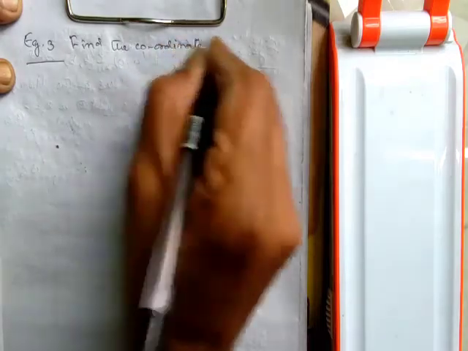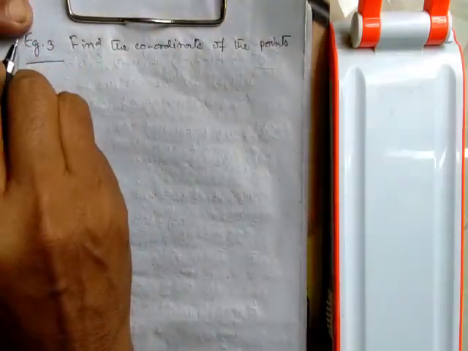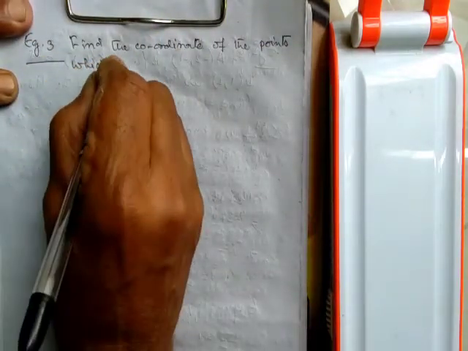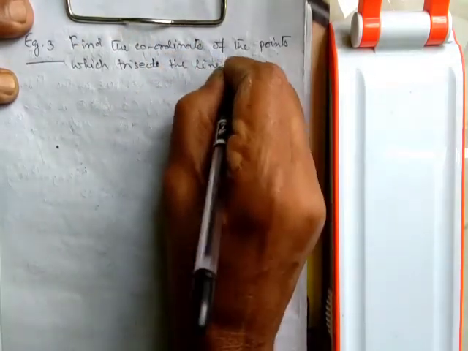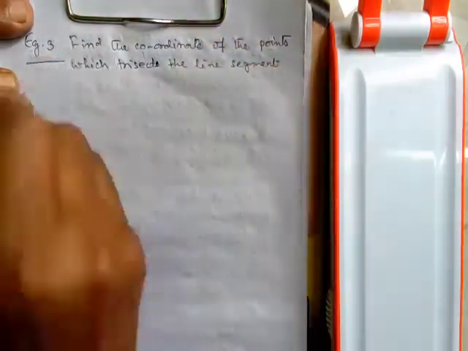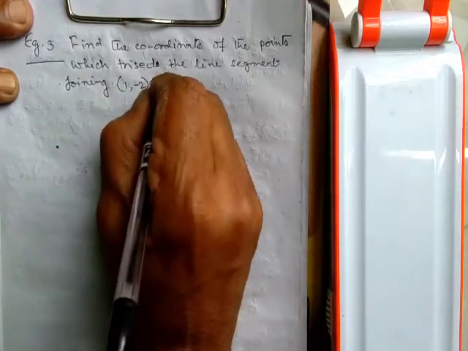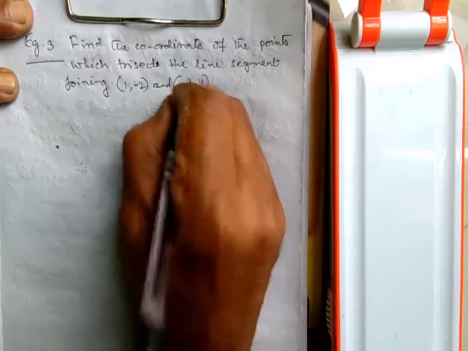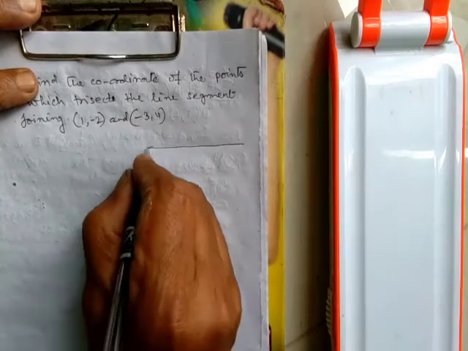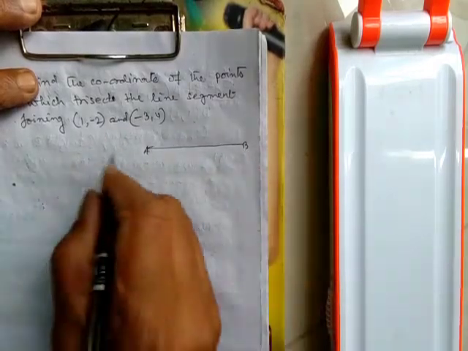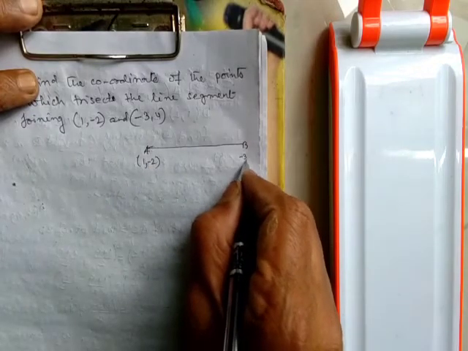Find the coordinates of the points which trisect the line segment joining (1, -2) and (-3, 4). So they have given a line segment AB. The value of A is given as (1, -2) and the value of B is given as (-3, 4).